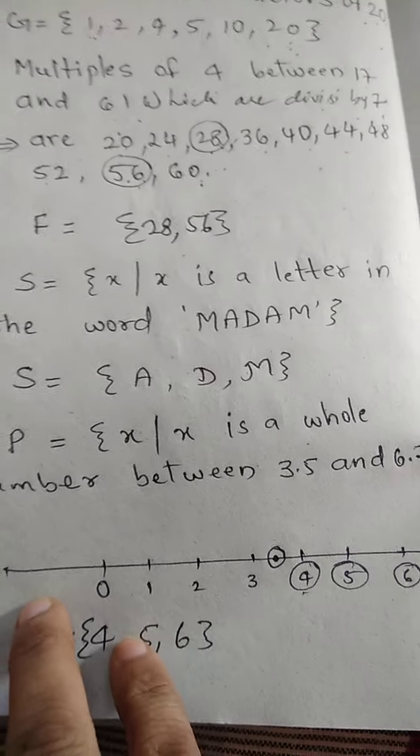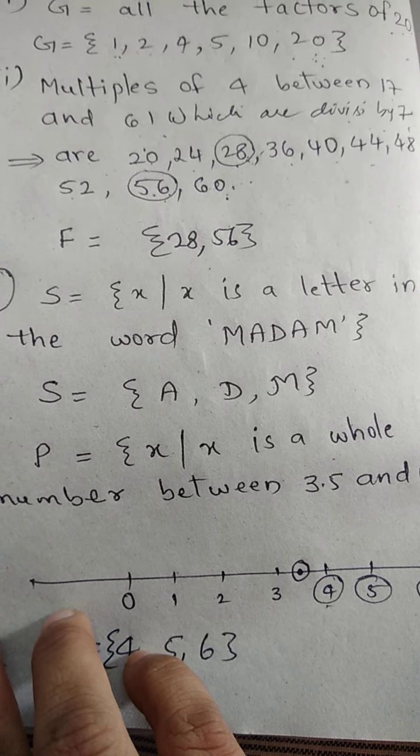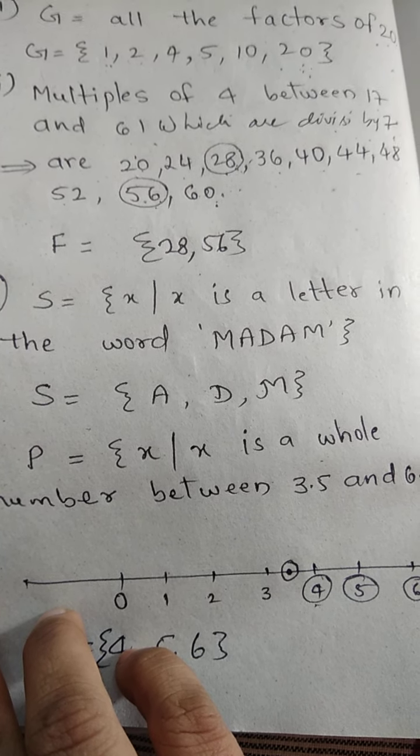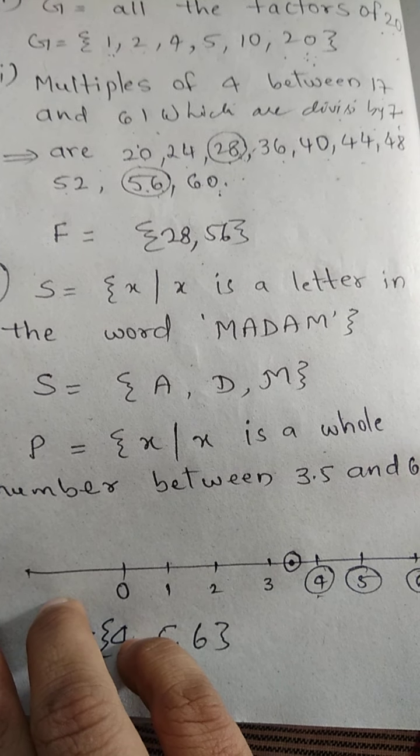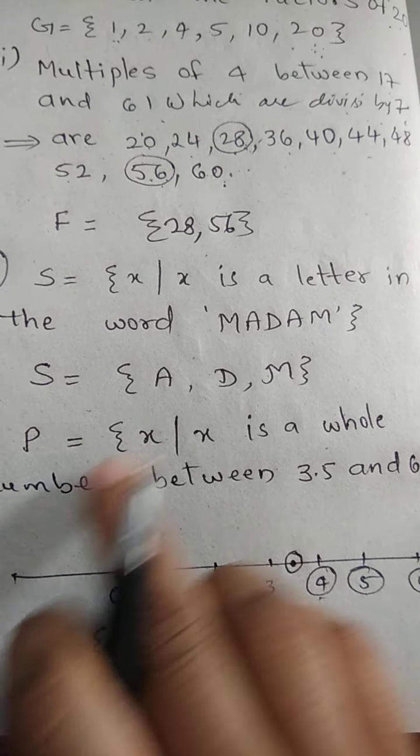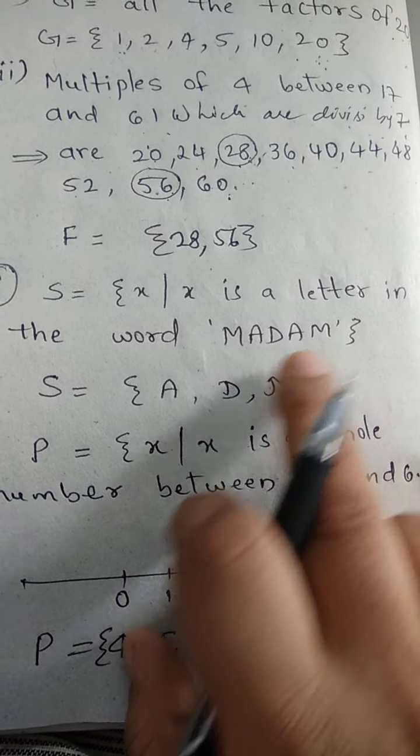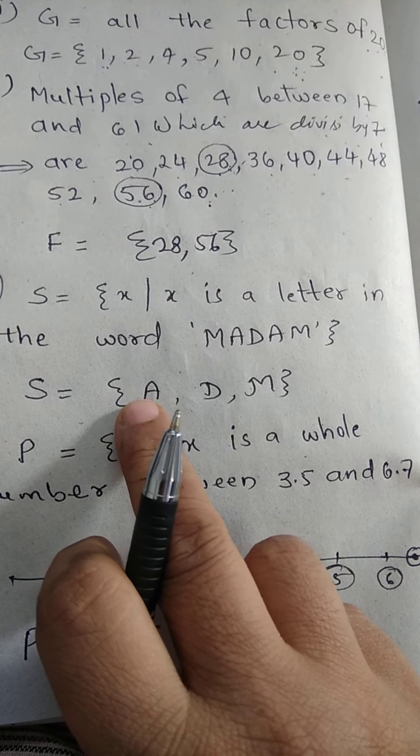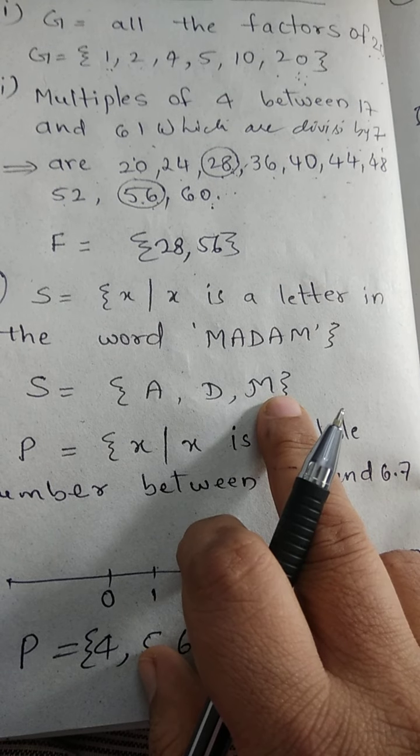Now the third question is X, where X is a letter in the word madam. What are the letters you are using to write this word madam? We are using the letter A, the letter D and the letter M. By using only these 3 letters, we can write the word madam. So we list these letters inside the curly brackets: A, D, M. This is called roster form.